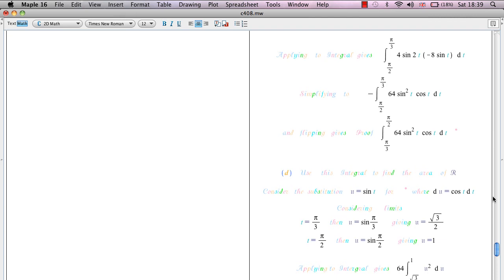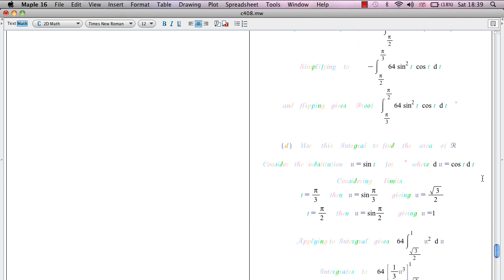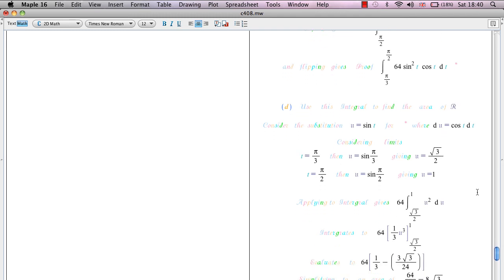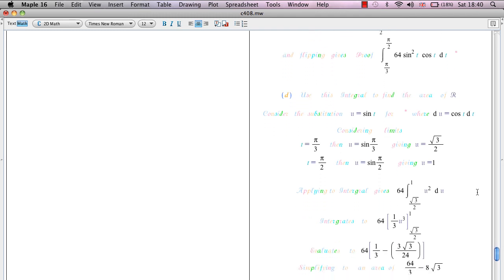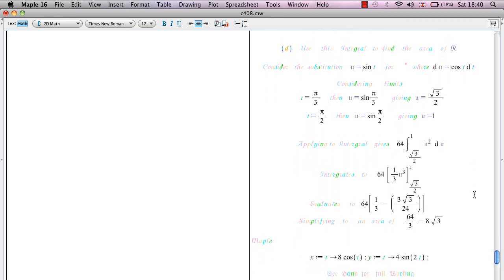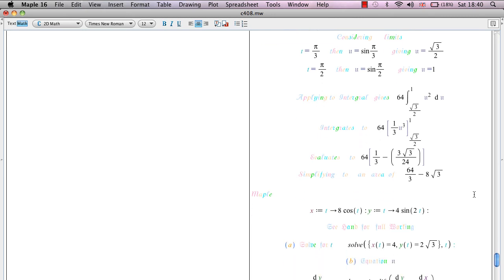So evaluating this integral in D, considering the substitution u equals sin t, adjusting the limits and applying to the integral, gives 64u squared du, and integrating and evaluating gives the area required.